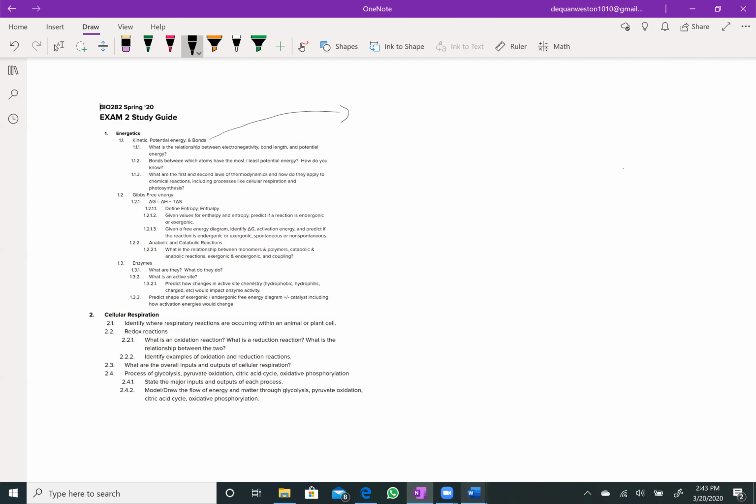So glycolysis is going to happen in the cytoplasm. And glycolysis is the lysing of a glucose. So the glucose comes in, it gets broken down.